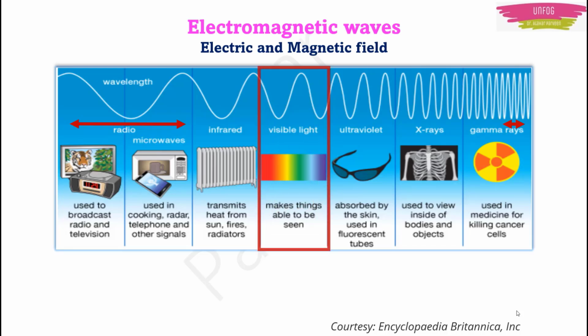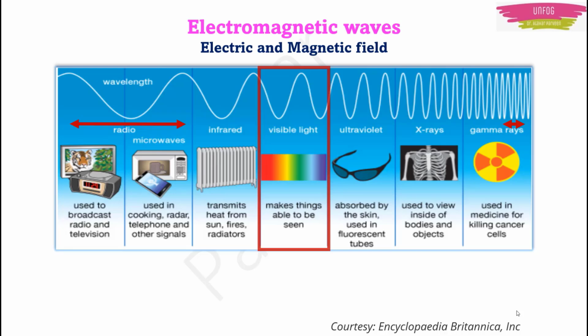I am giving you the applications here because in your MCQs many times in HSTR they are asking the applications of each electromagnetic radiation. For example, for visible light, it makes things able to be seen. Means without light you can't see anything, right? So that is one application for visible light. Then ultraviolet light will be absorbed by the skin. It is used in fluorescent tubes. It will cause tanning. People become dark when they are in the sun. That is because of ultraviolet rays.